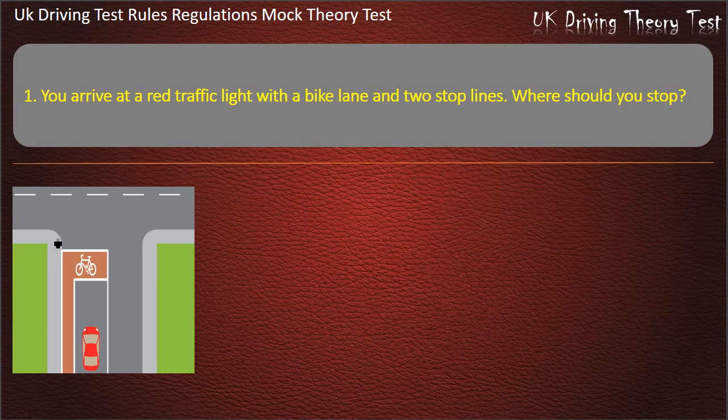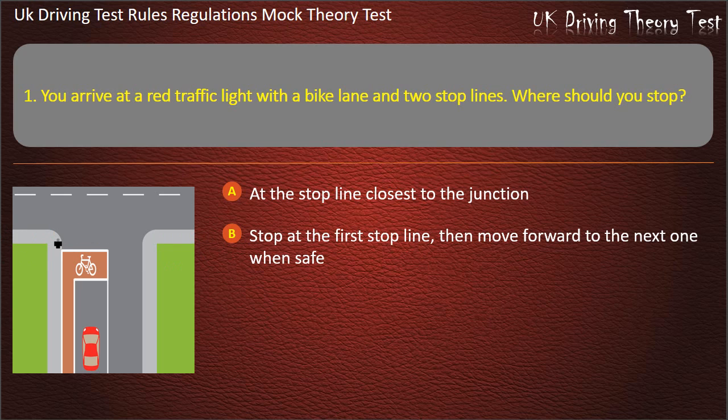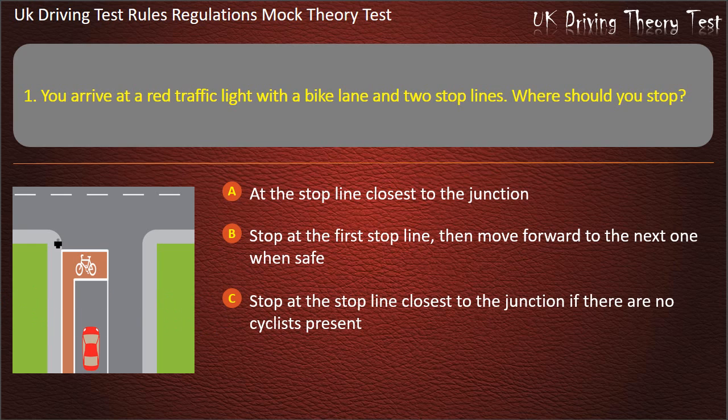Question 1. You arrive at a red traffic light with a bike lane and 2 stop lines. Where should you stop? At the stop line closest to the junction. Stop at the first stop line, then move forward to the next one when safe. Stop at the stop line closest to the junction if there are no cyclists present. At the first stop line you reach. Answer. At the first stop line you reach.